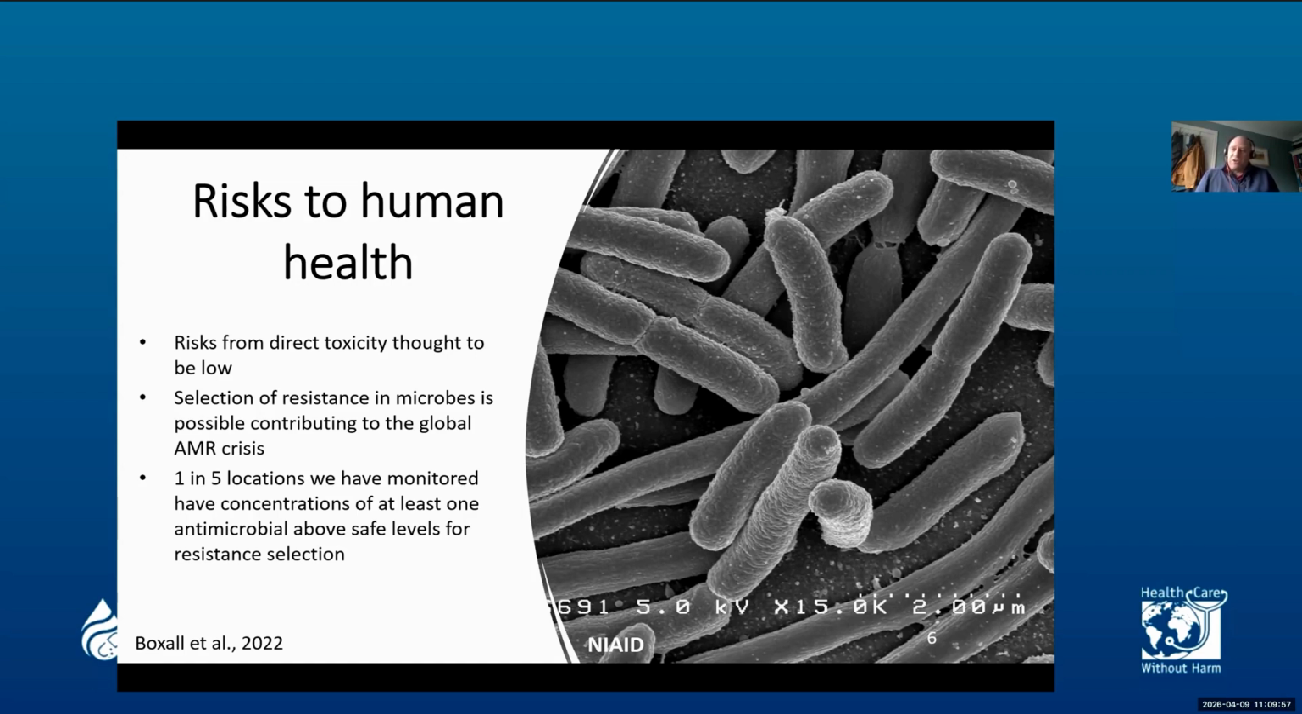So what we're seeing then is that pharmaceutical pollution is widespread. The levels that we see are high enough to affect ecological health. They're high enough to affect human health through selection of antimicrobial resistance. So the question is then, what can we do about it?